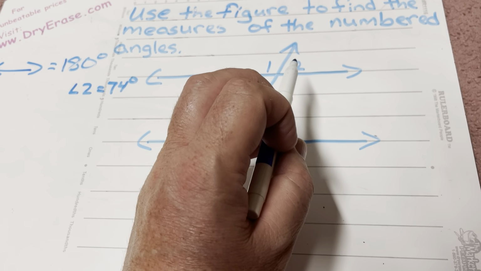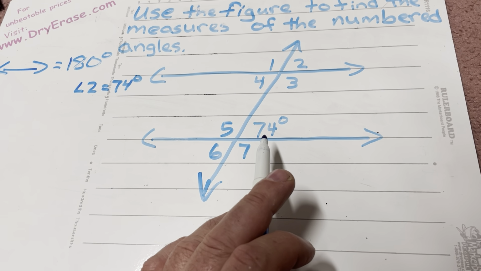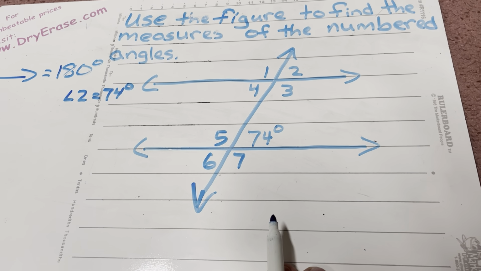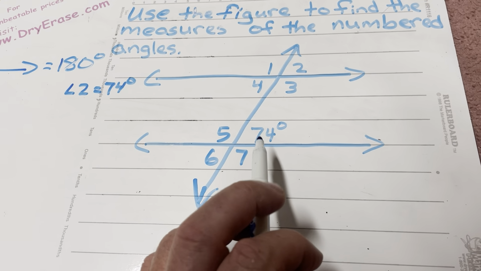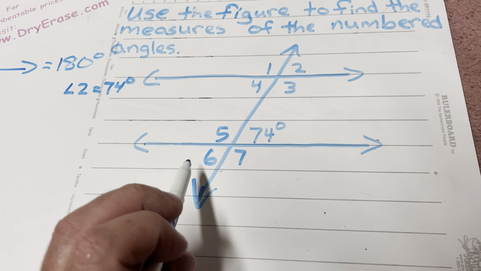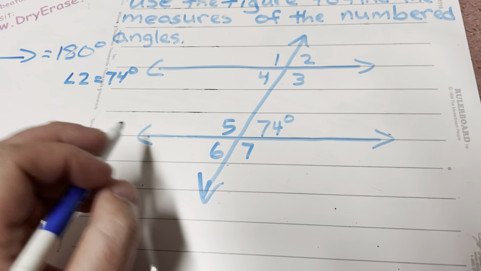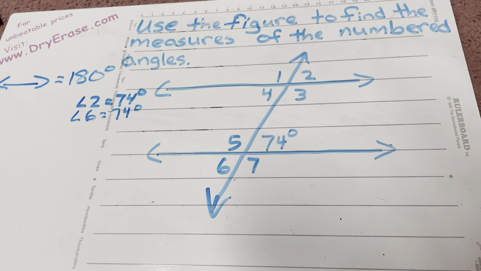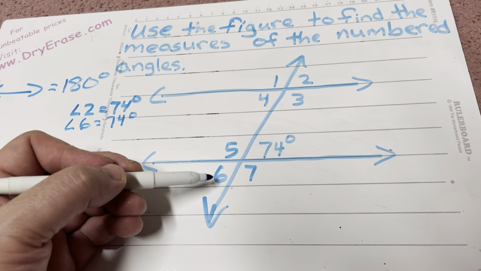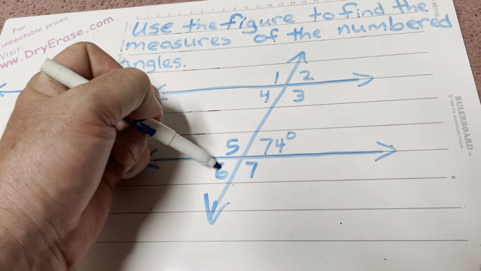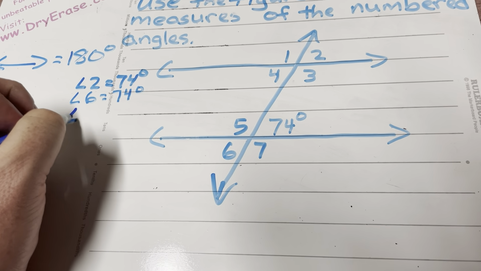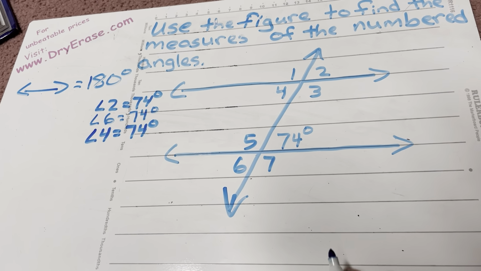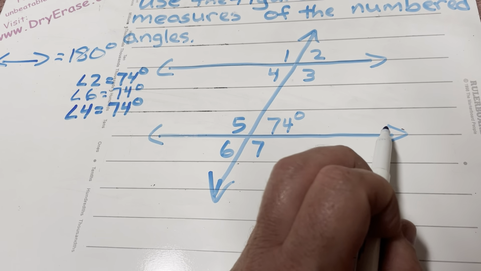Now, I already know that 2 corresponds with this one. So angle 2 is 74 degrees. I also should know as an 8th grader that opposite angles are congruent. Vertical angles or opposite angles are congruent. So if this angle is 74, the one opposite of it, angle 6, is also 74. So angle 6 is equal to 74 degrees. But then if angle 6 is 74 degrees, angle 4, which we already established corresponds with angle 6, is also equivalent to 74 degrees.